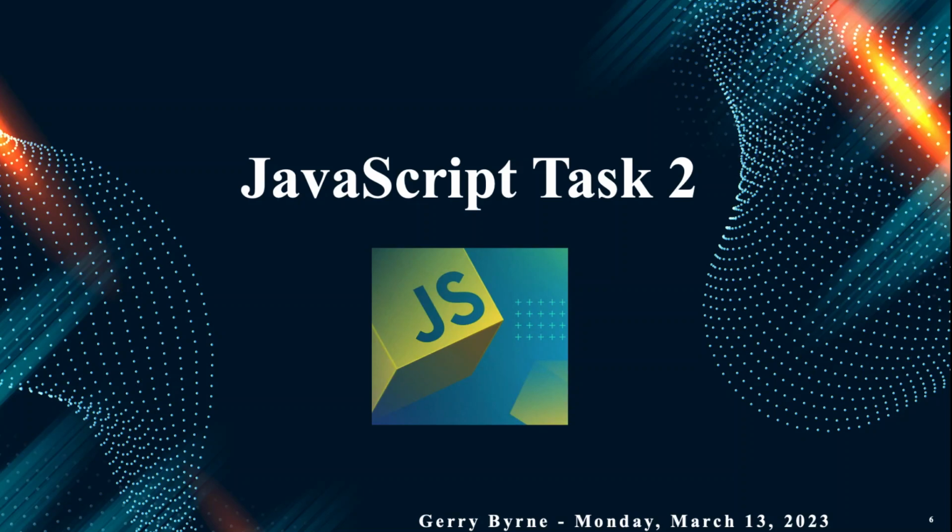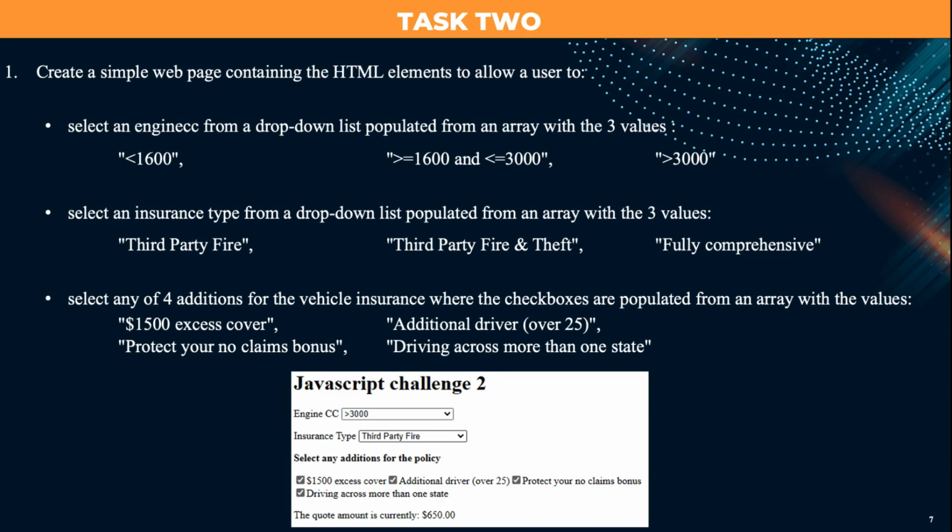Task 2 in extending our JavaScript knowledge will be to create a simple web page containing HTML elements that allow the user to select an engine CC from a drop-down list, but the drop-down list must be populated from an array which has three values: less than 1600, greater than or equal to 1600 and less than or equal to 3000, and the third one greater than 3000.